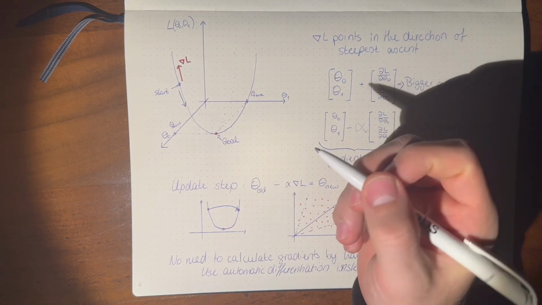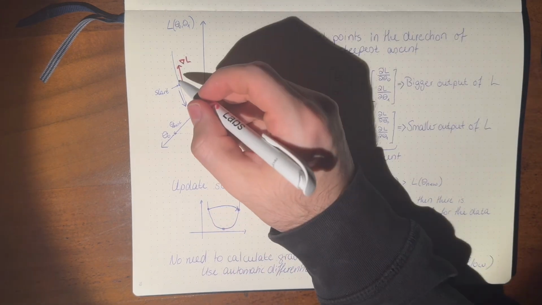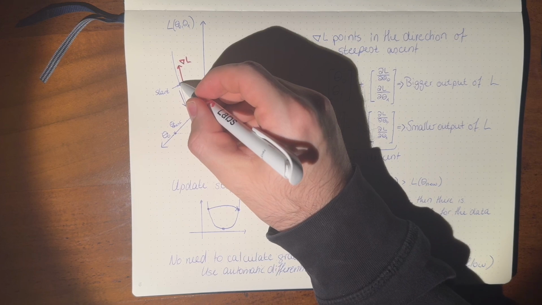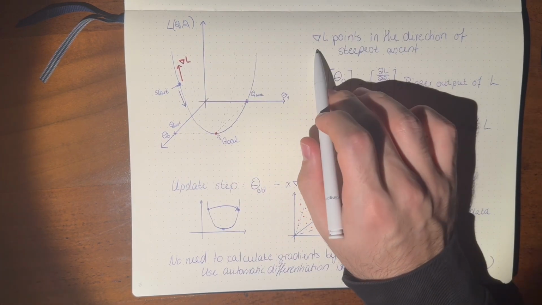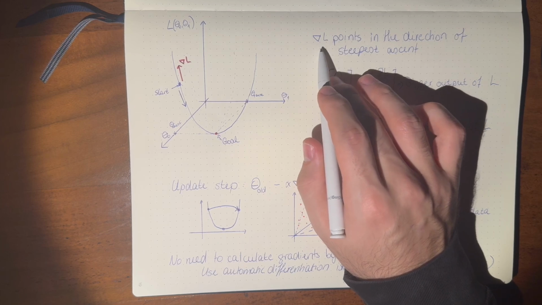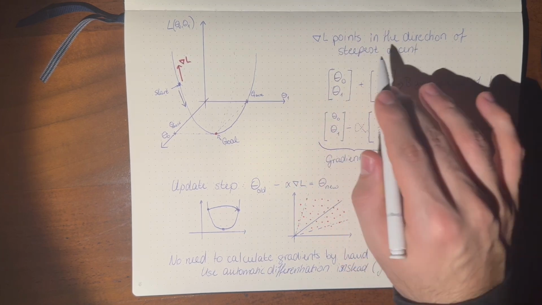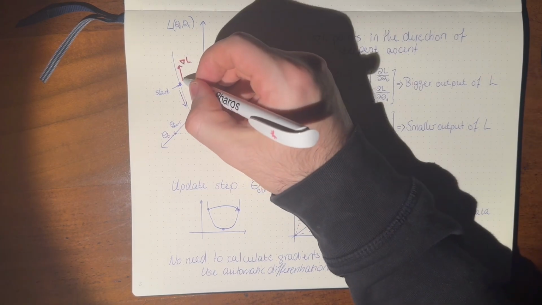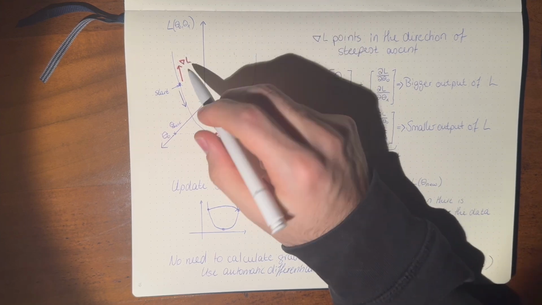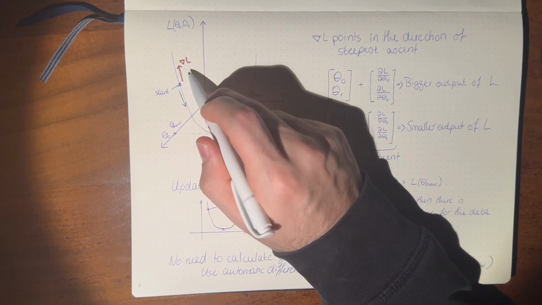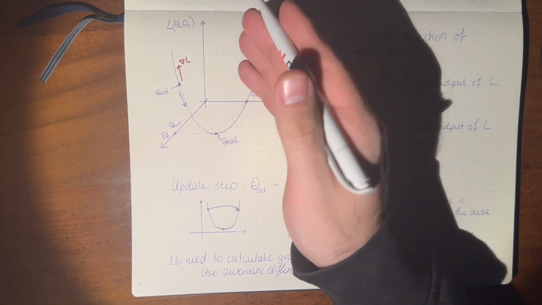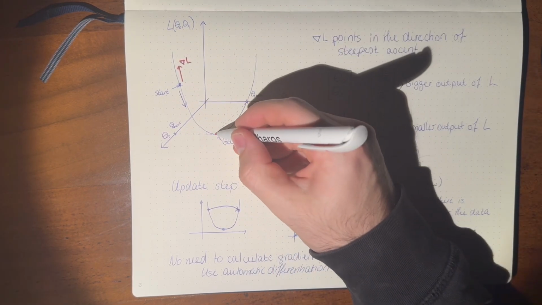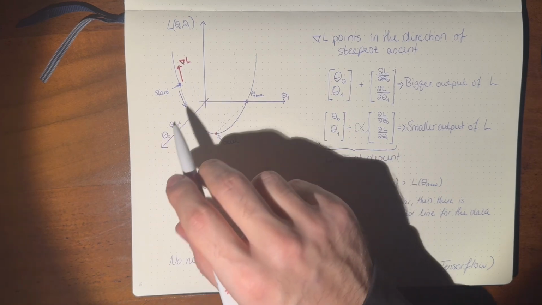And we initialized our thetas randomly. So for example, it could be that we start on our landscape somewhere right here, and all we have is the gradient of the loss function. But we know that the gradient points in the direction of steepest descent, so it points in this direction. But we don't want to go in this direction because if we did, the output of our loss function would become bigger. But that's not what we want. We want to go down here, so we have to move in the opposite direction.